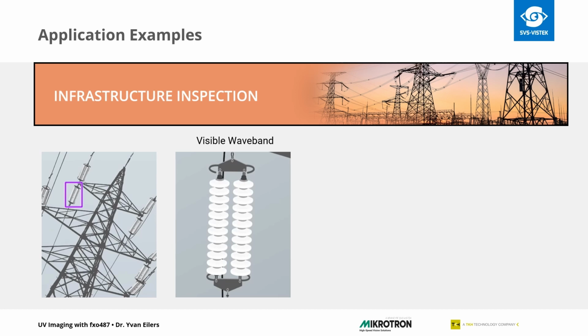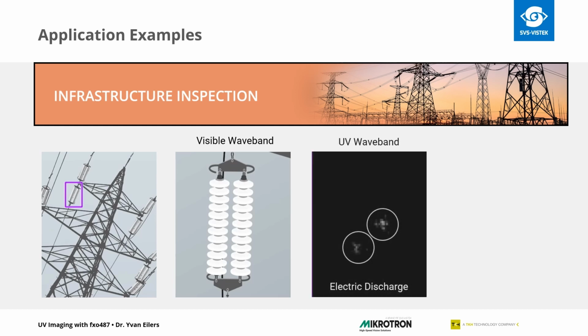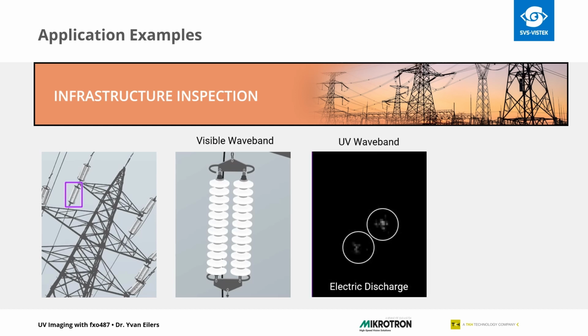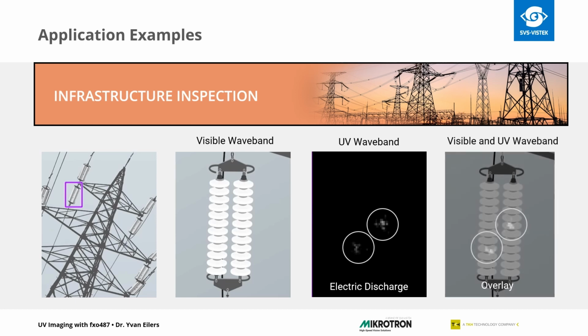With the UV camera, it is possible to detect electrical discharge. Here you see the same field of view in the UV waveband, where discharge events are clearly visible. In the superposition of the visible and the UV image, a localization of the discharge events is possible.